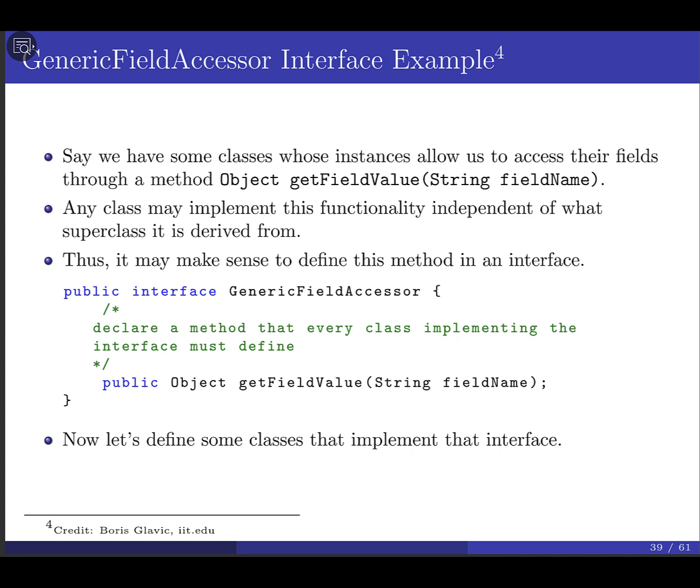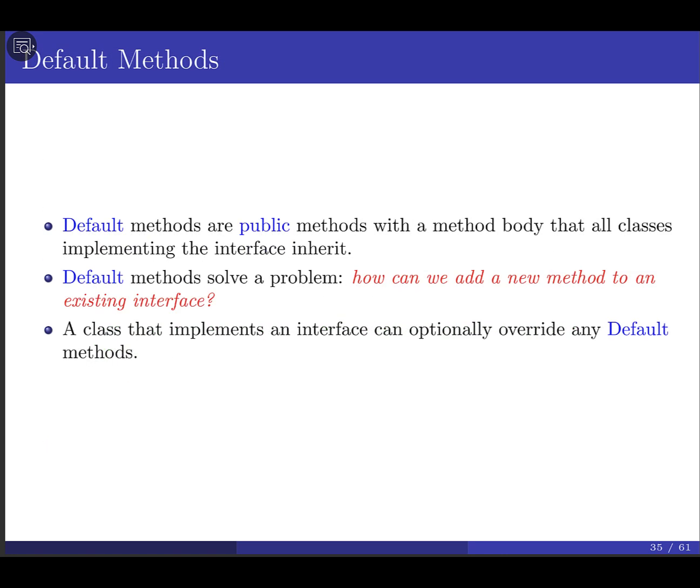Let me go back to my slides. Which slide was it? The default method, we call this one a public method, and it has a method body, also the signature and implementation. Why do you need this one? It's used to solve the problem of how we can add a new method to an existing interface.